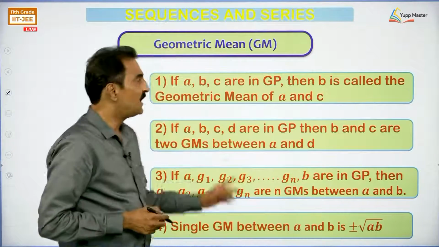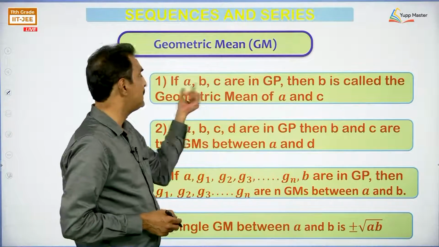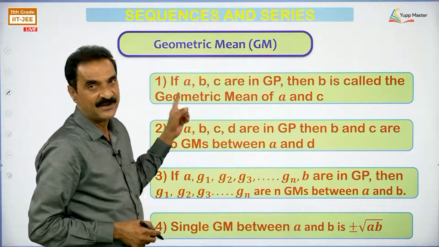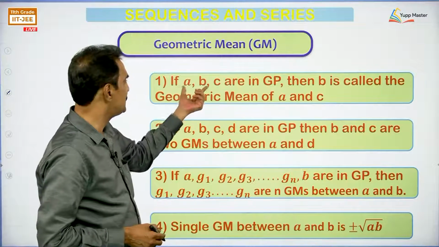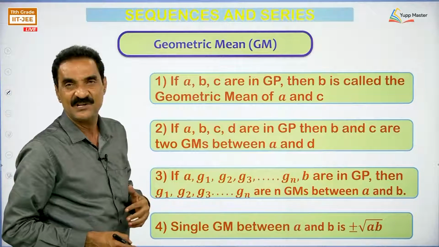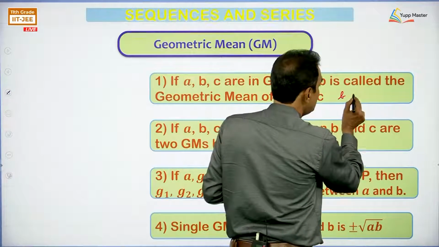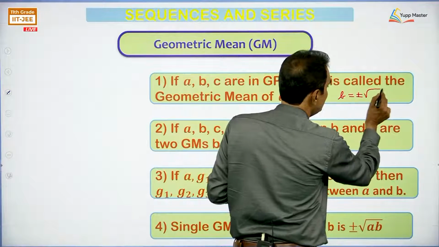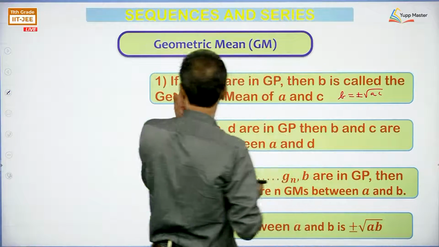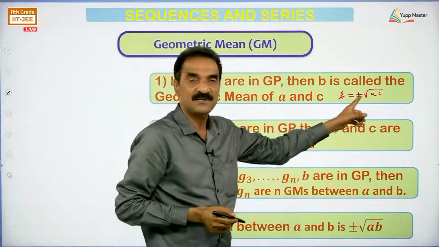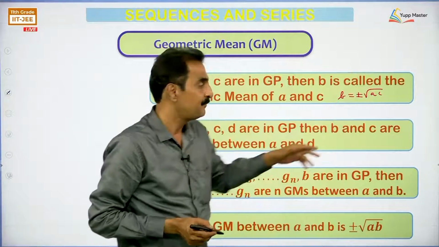If a, b, c are in GP, then the middle number b is called the geometric mean of a and c. And you know that b square is equal to ac. When a, b, c are in GP, b square is equal to ac. So b is equal to plus or minus root ac. So the geometric mean of two numbers a and c is nothing but plus or minus the square root of the product.